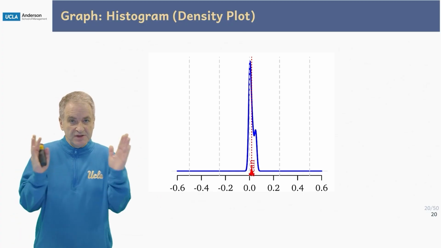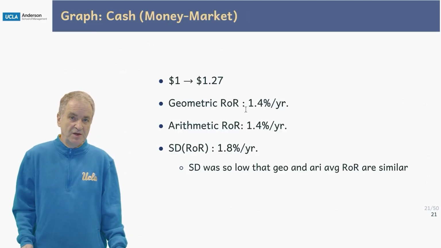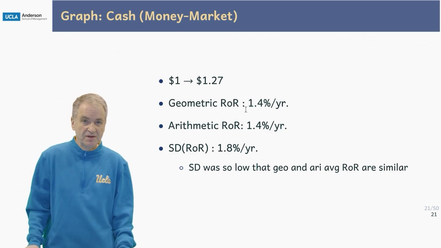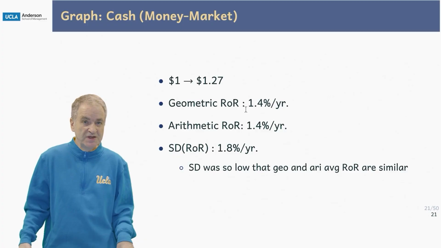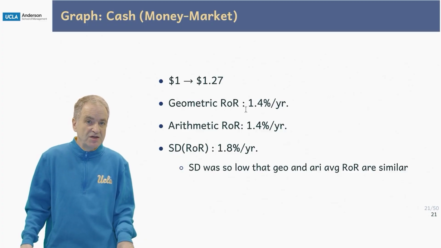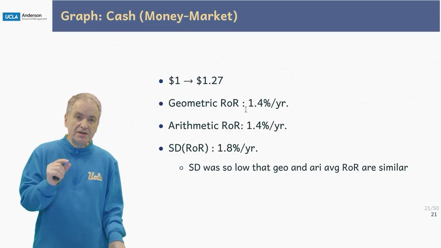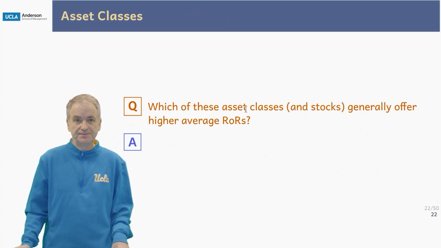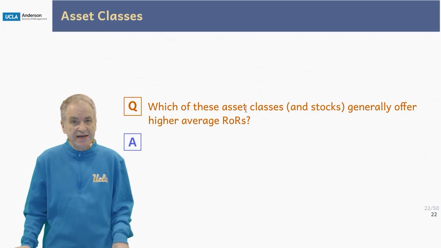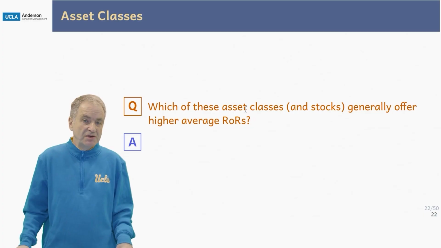The histogram is very tight, and for every $1 you would have ended up with $1.27. Your geometric and your arithmetic rate of return were 1.4% each. The standard deviation of your rate of return was very, very small, which is why the geometric and the arithmetic rate of return are very, very similar. Now, which of these asset classes, including stocks, generally offer higher average rates of return?